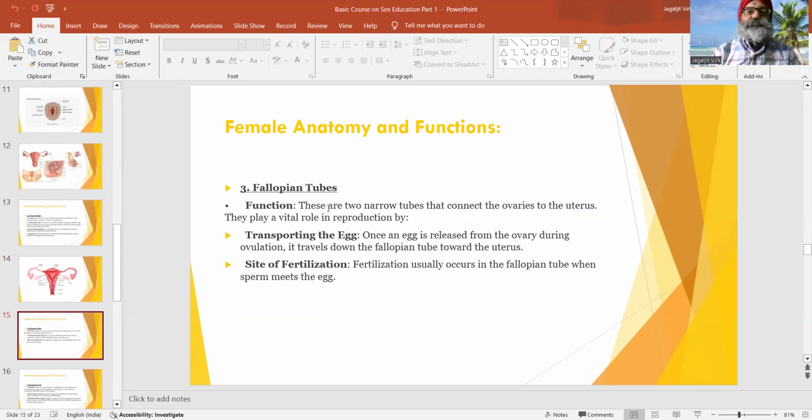Fallopian tubes function. These are two narrow tubes that connect the ovaries to the uterus. They play a vital role in reproduction by transporting the egg. Once an egg is released from the ovary during ovulation, it travels down the fallopian tube towards the uterus, site of fertilization. Fertilization usually occurs in the fallopian tube when sperm meets the egg.